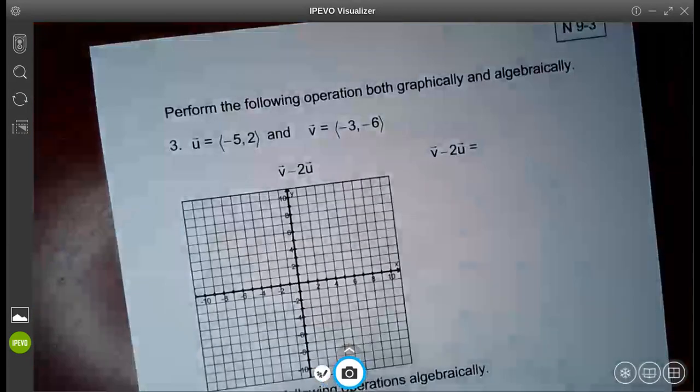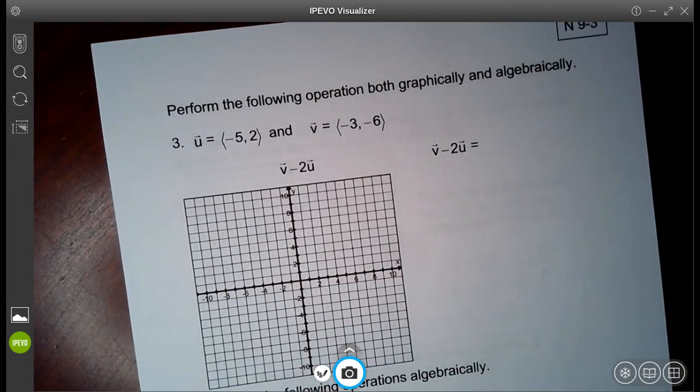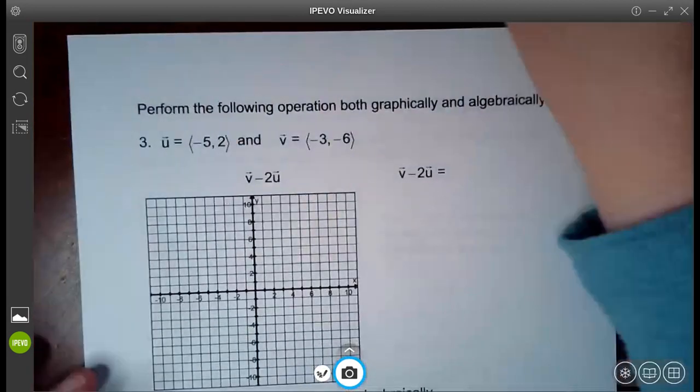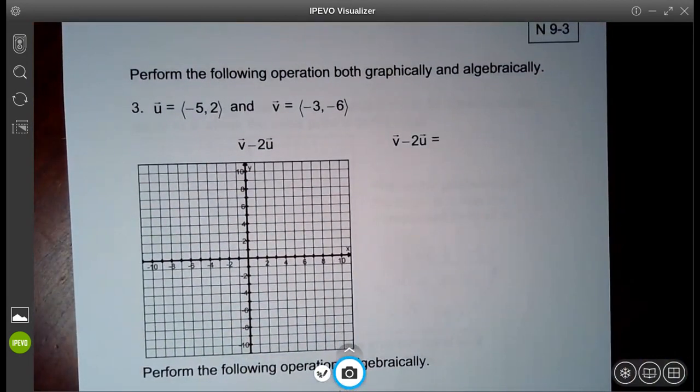So on number 3 here, we want to perform the following operations both graphically and algebraically. So we're doing it both ways. So we're doing v minus 2u. Which way do we want to do it first? Let's do it algebraically first.